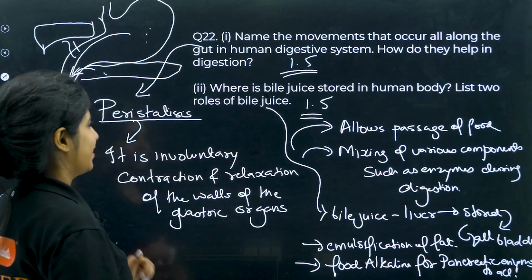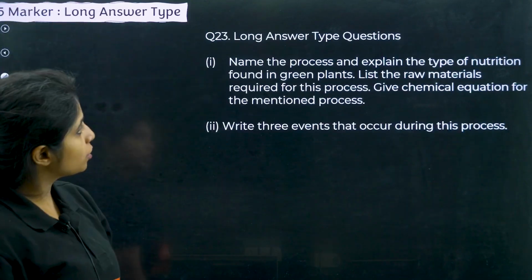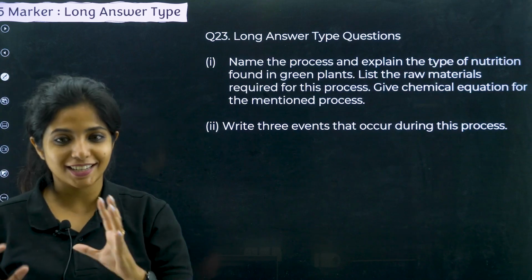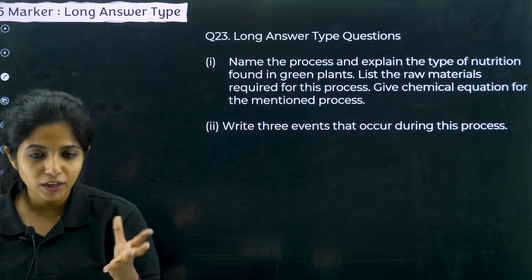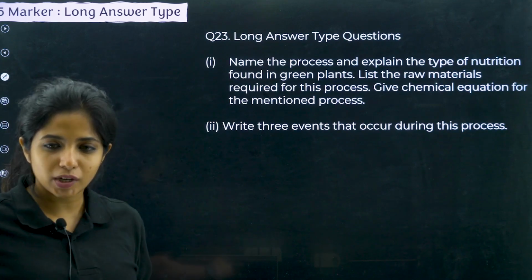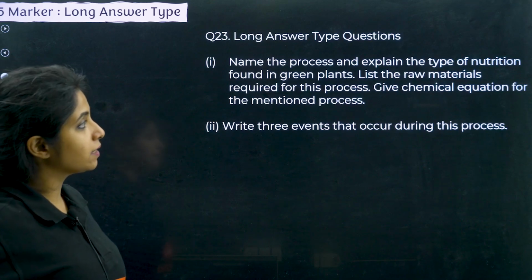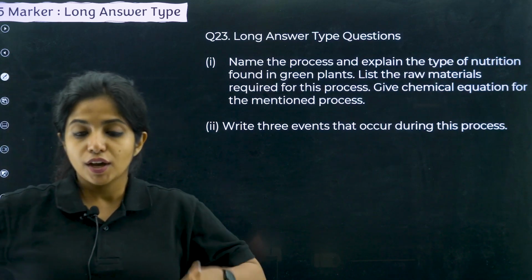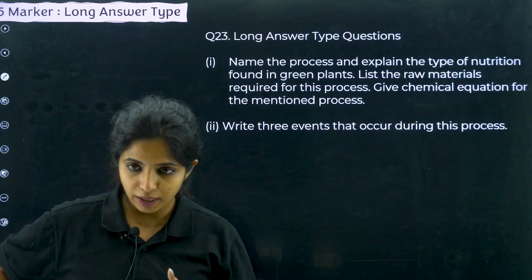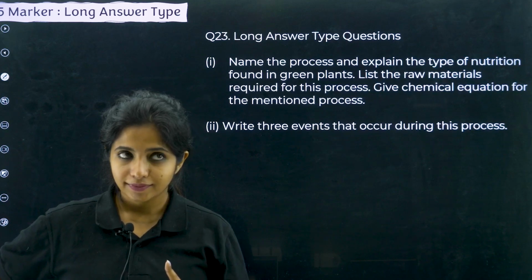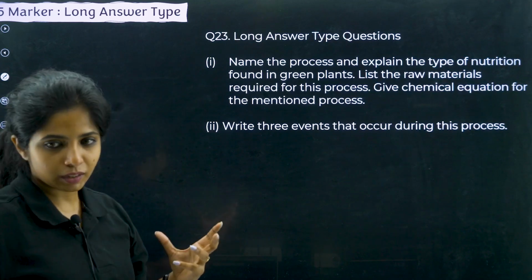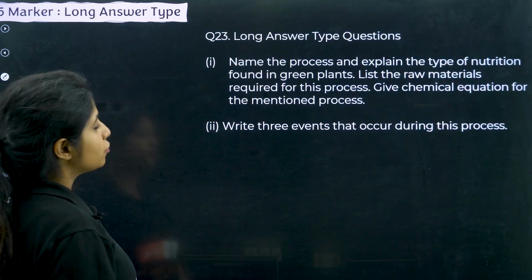Okay. Now next question. Question number 23, which is the only 5-marker question that we have for today. So let's see. Name the process and explain the type of nutrition found in green plants. So name the process. What is the process, my dear children? It is photosynthesis.